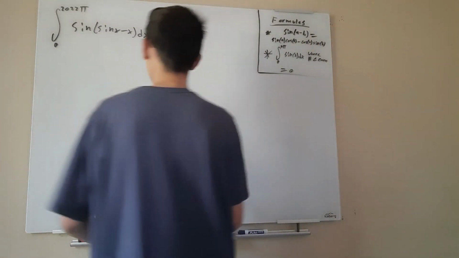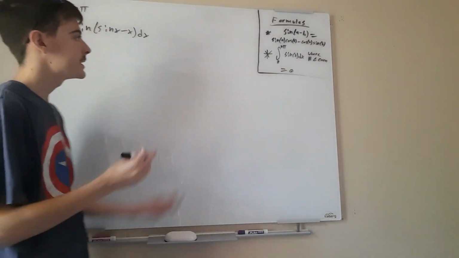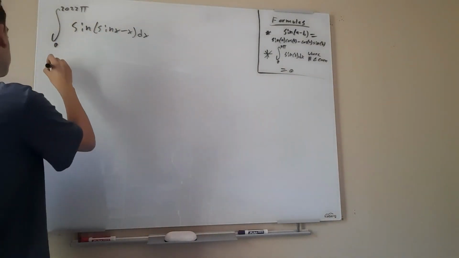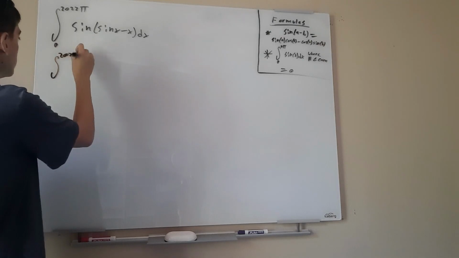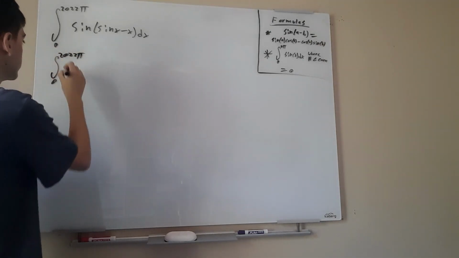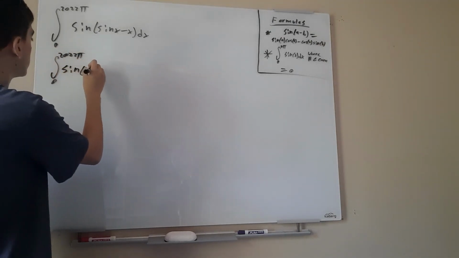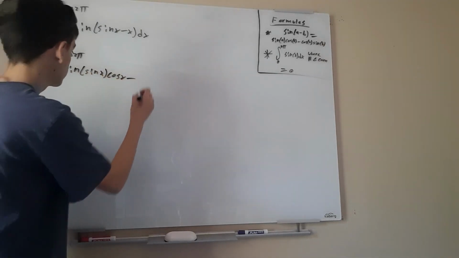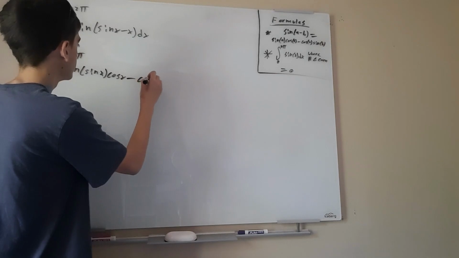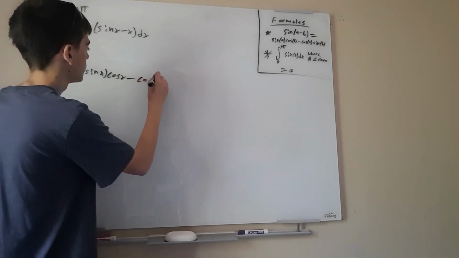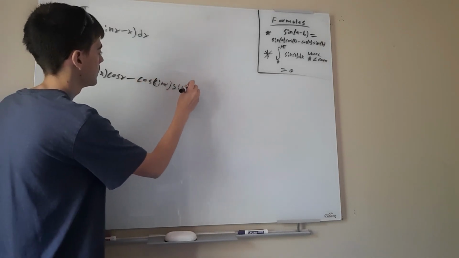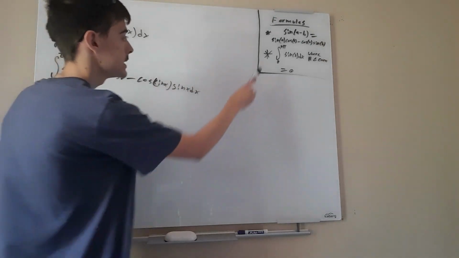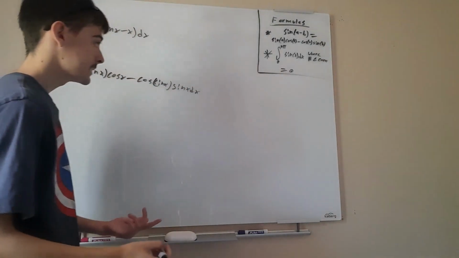So we start pretty simple. We're just using some normal trig formulas, that top one up there, sine of a minus b, just to expand this term. So we will still have the integral from 0 to 2022 pi, but the trig part will turn into sine of sine x times cosine x minus cosine of sine x times sine x dx.